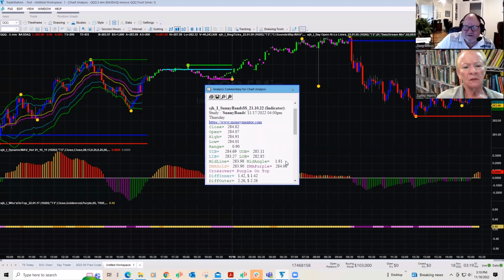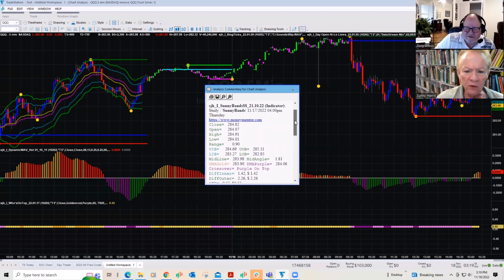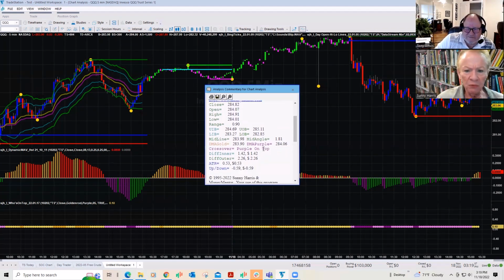And oh, you see crossover purple on top? It tells you right there who's on top. It also tells you diff inner and diff outer. So the diff inner at 1.42 is the difference between the two inner bands. The diff outer is the difference between the two outer bands. And what's cool about that is I can look at that and say, this is the QQQ, at most I can expect to make 2.25 points in that particular setting. So it's telling me all the information I need at once.